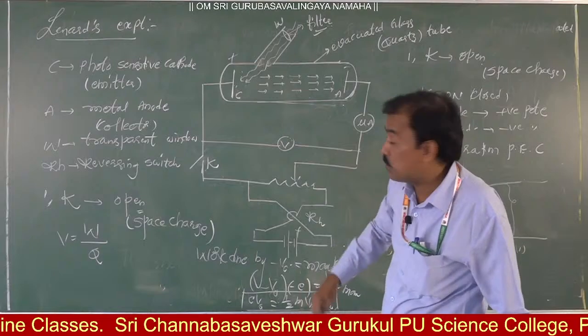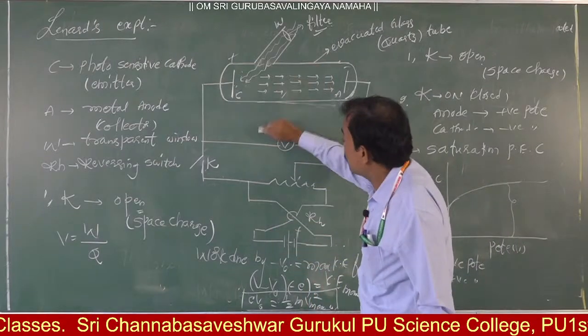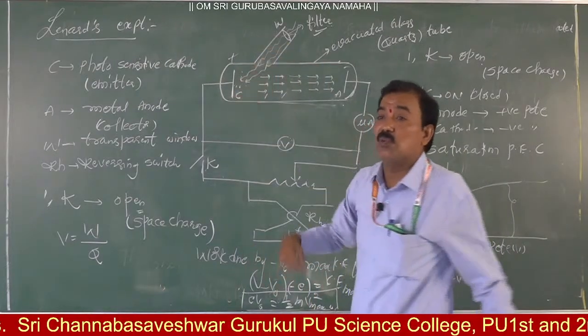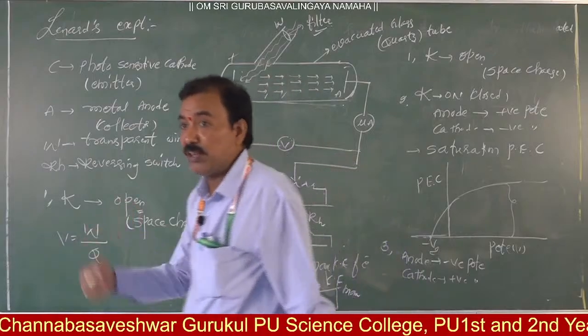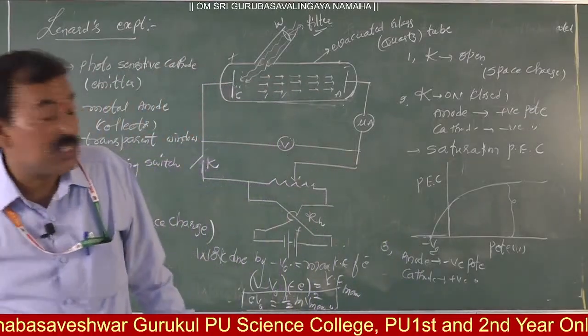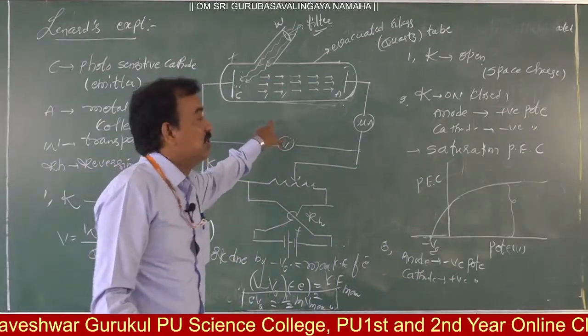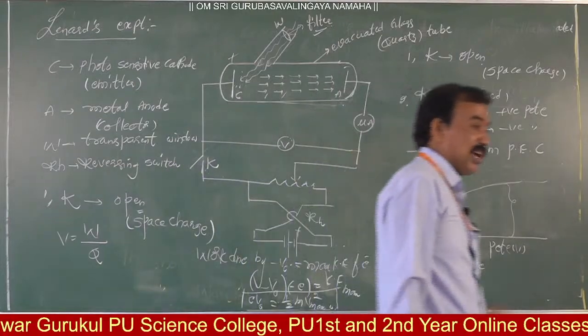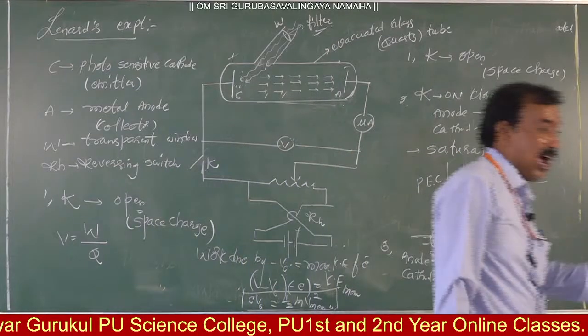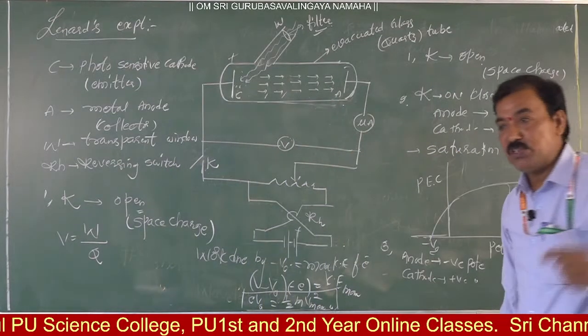So now what happens here? This is negative charge, this also negative charge, this also negative over here. So this negative and negative repulsion, some of the electrons can reach the anode also, okay? So now the second point: the switch, tap K is in the on condition here. So on means I can close it only.